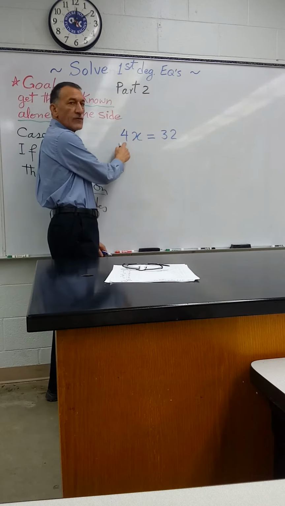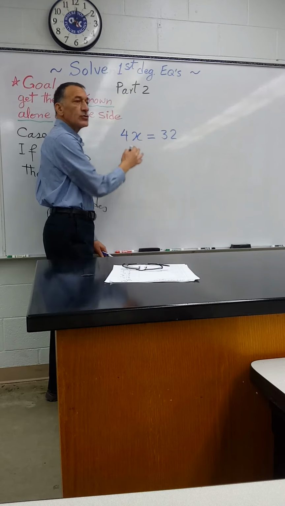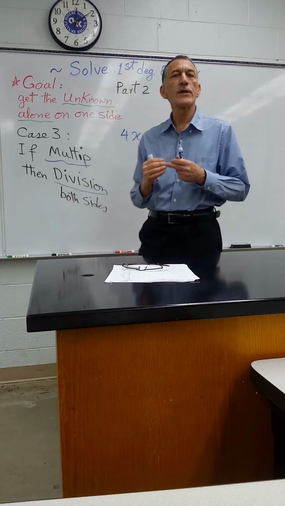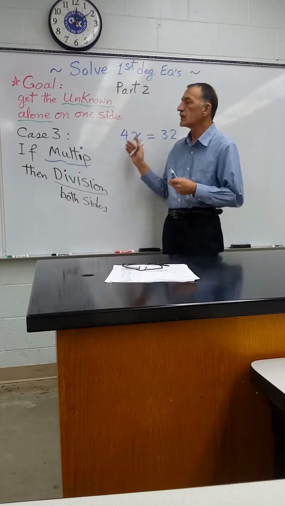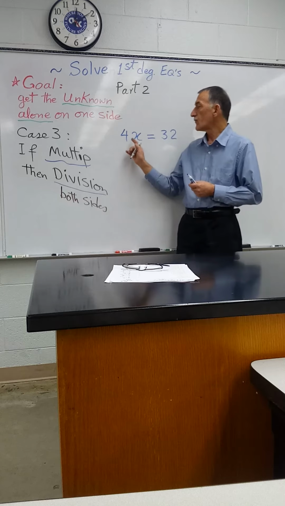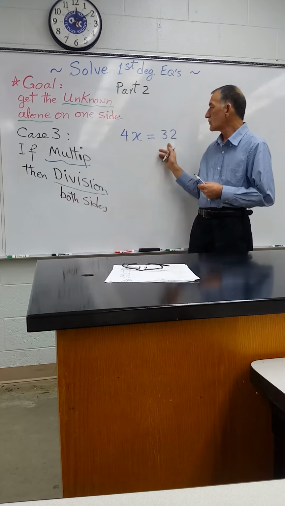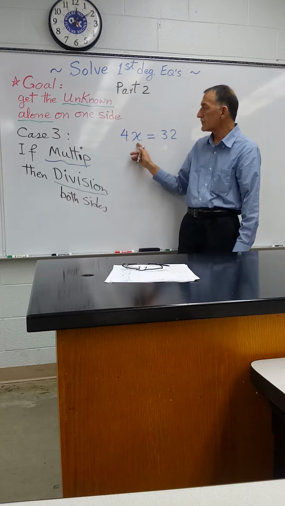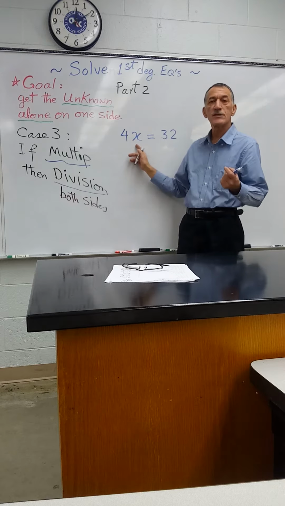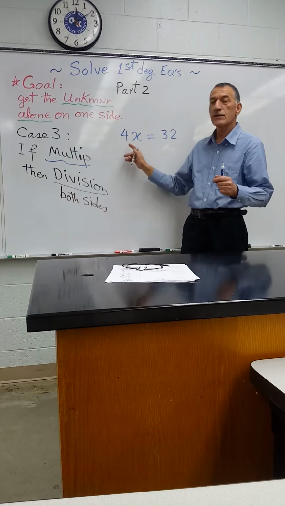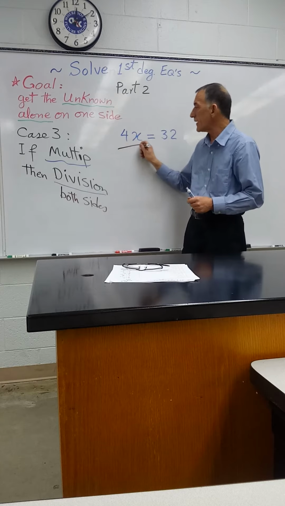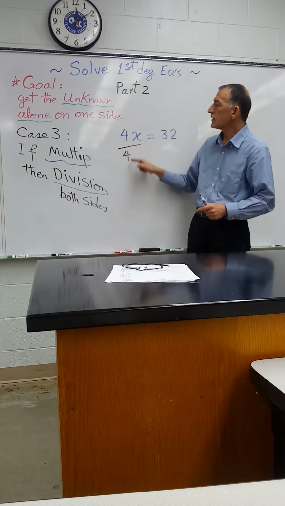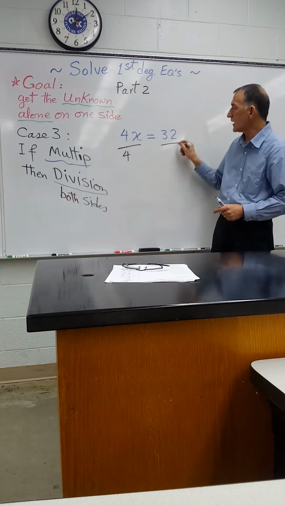Since 4 is the coefficient of x and is attached to it, any number that is attached to the unknown is the coefficient and it is multiplication. So 4 is multiplied to x equal to 32. You look at the left side, and the goal is to get the unknown alone by itself. So how am I going to get the x by itself? Get rid of the 4. How do I get rid of the 4? If it's multiplication, I divide. Divide by 4. Since I divide here by 4, I have to divide this side by 4.